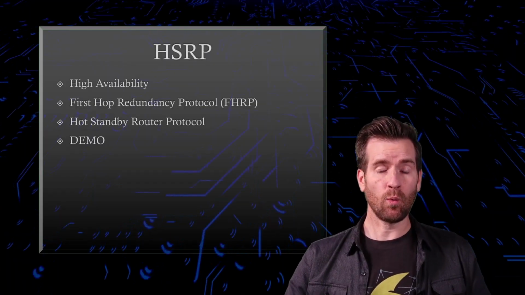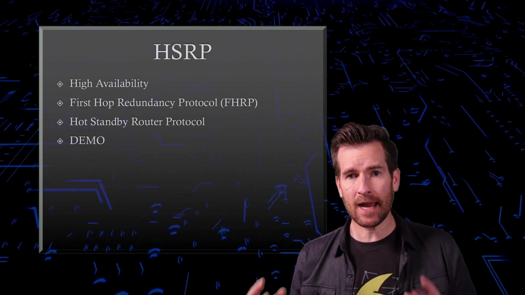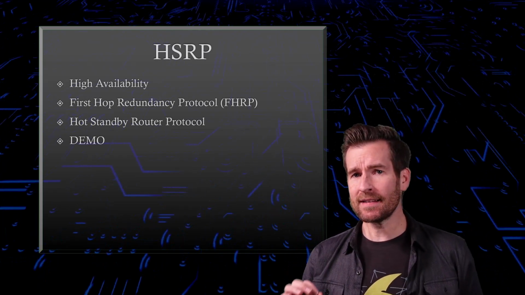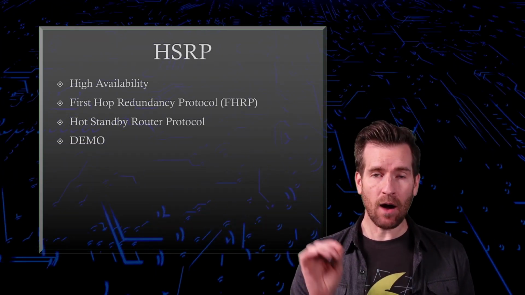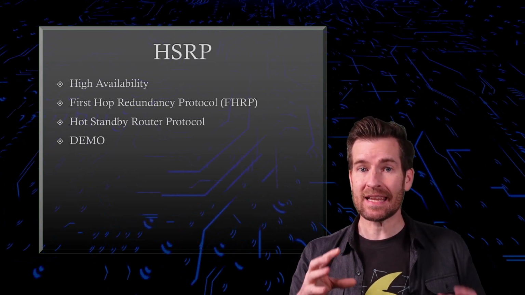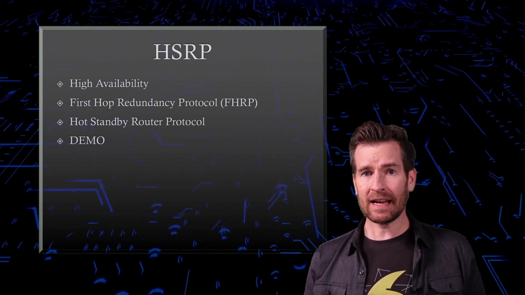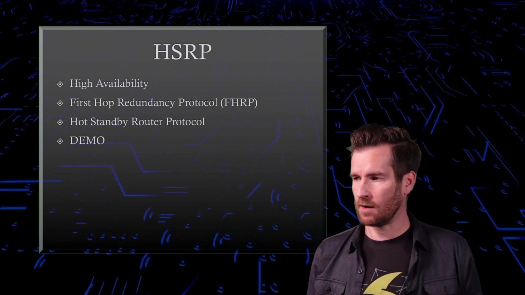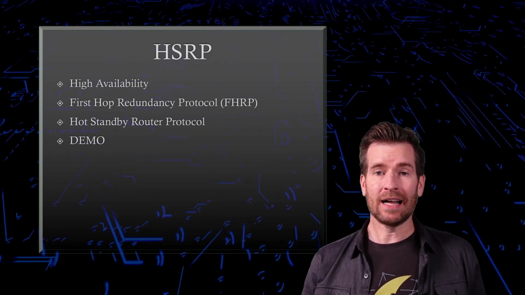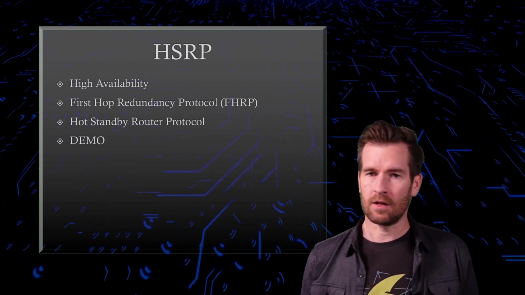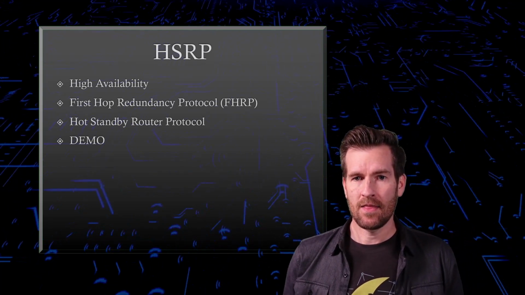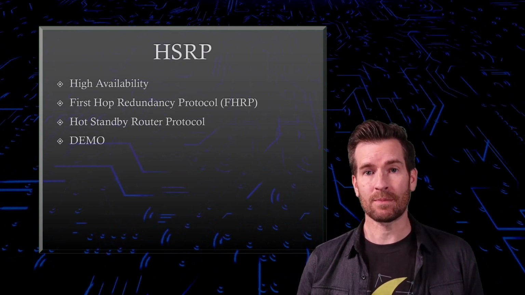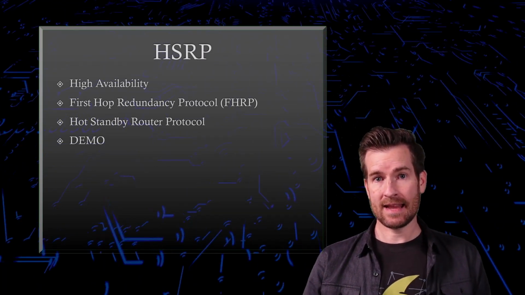In this module, we're going to be getting into Hot Standby Router Protocol. But before we do that, I want to talk about high availability and how we incorporate high availability into our networks. Then we're going to get into First Hop Redundancy Protocol, or FHRP. Then we'll get into Hot Standby Router Protocol, or HSRP. Then we'll finish this off by showing you some commands with a demo.